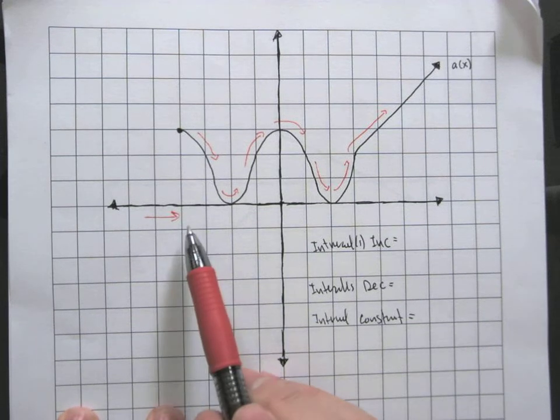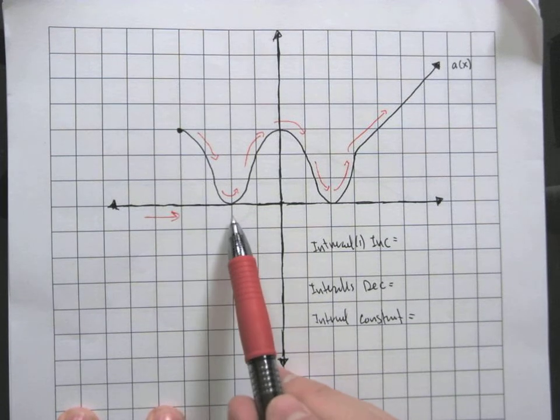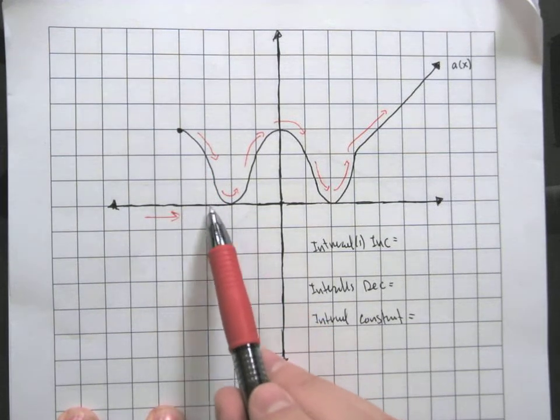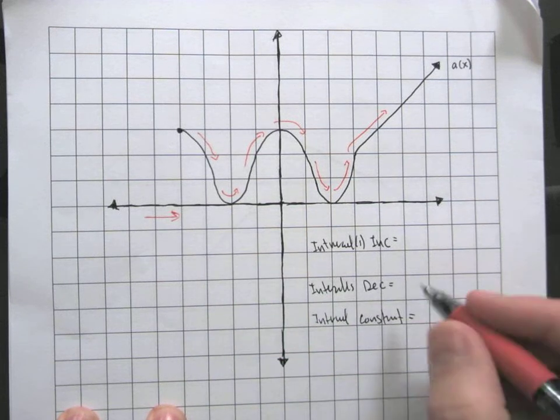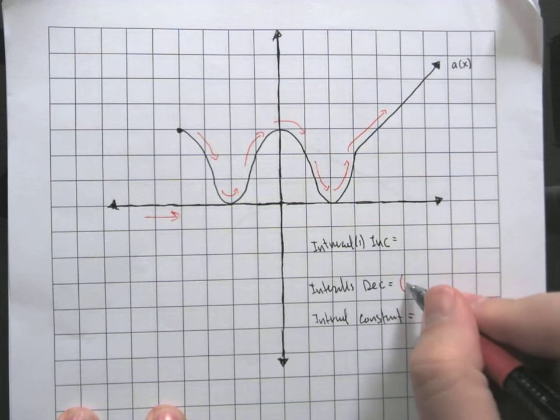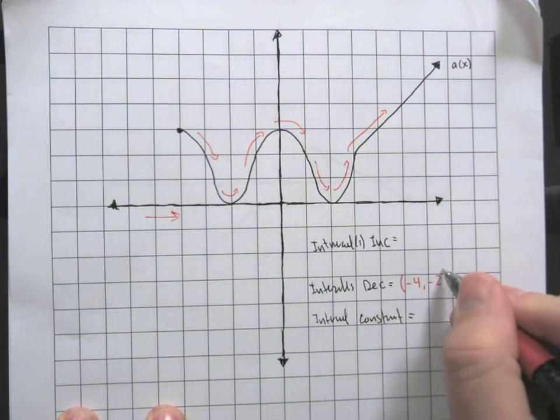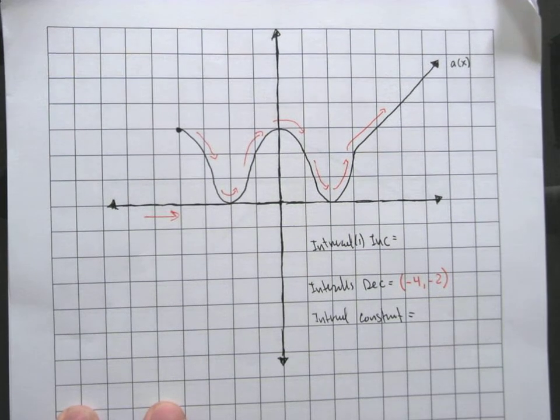So my first section from negative 4 to negative 2 is a decreasing function. I'm dropping down to this low point. So I'll just start that over here. Negative 4 to negative 2. I guess we'll do decreasing in red.